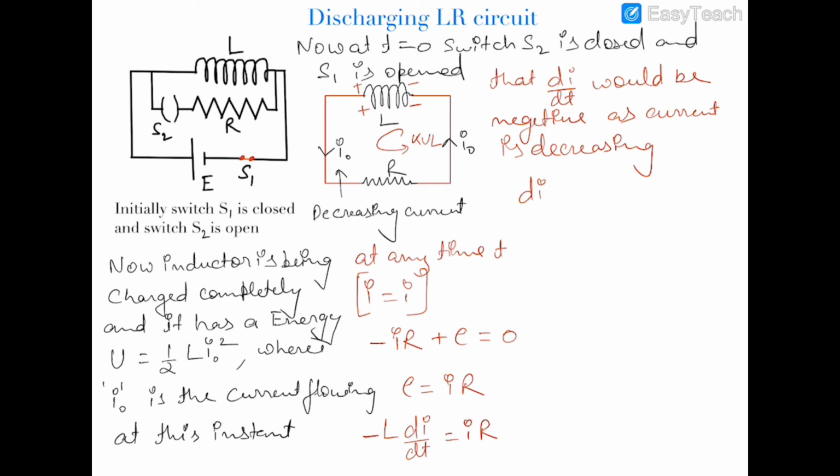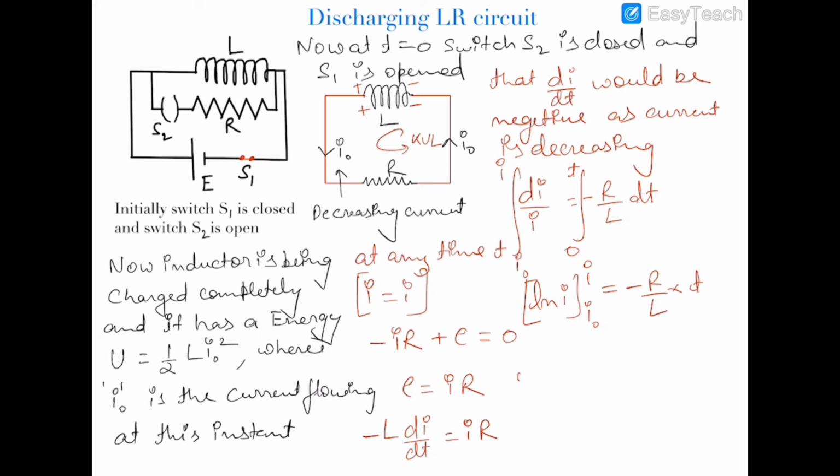Now di upon I is equal to minus R by L dt. Integrating and applying the limit of current from I naught to I, the initial current was I naught and at any instant it was I. The initial time was 0 and at any instant it is t. So the integration gives ln I, with limits from I naught to I, equal to minus R by L into t.